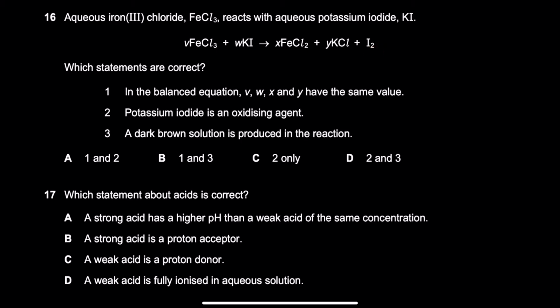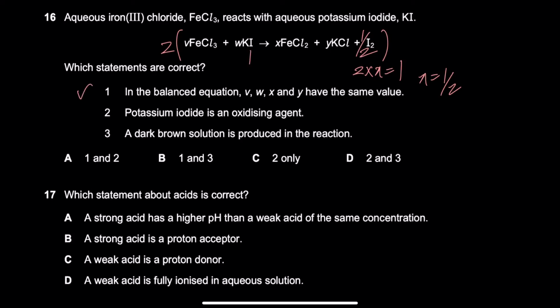Okay, what do I multiply this 2 with to get 1? So X equals 1 over 2. So if you just add a 1 over 2 right here, you will get a balanced equation. And then even if you said, okay, no, I want a whole number, you multiply this entire equation with 2, you'll still have the balanced equation. So V, W, X, and Y will remain the same. So that is true. Potassium iodide is an oxidizing agent.